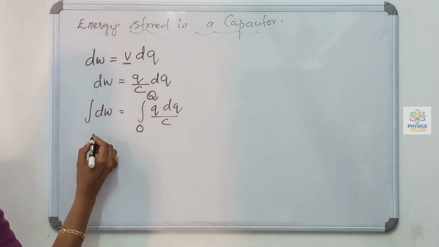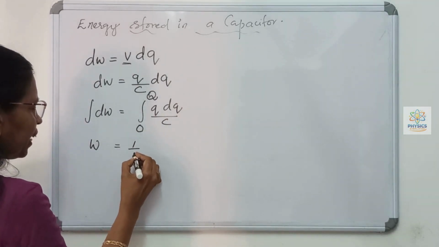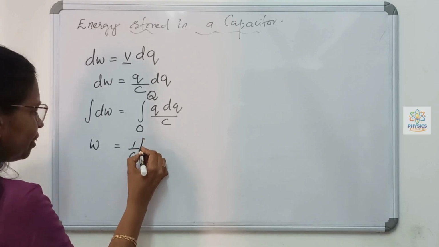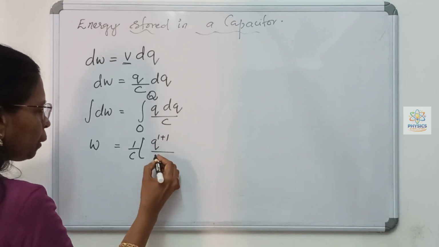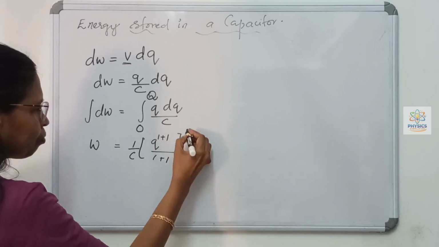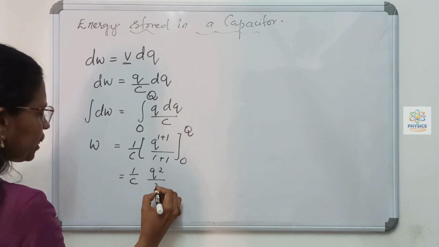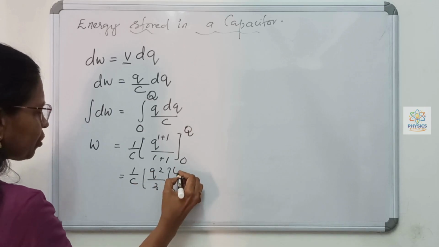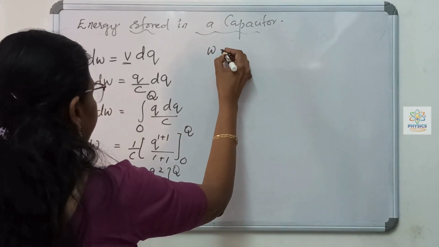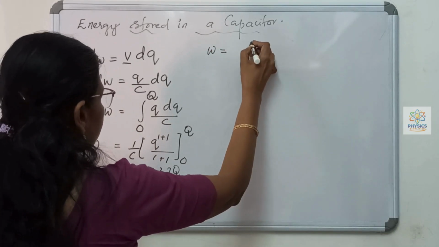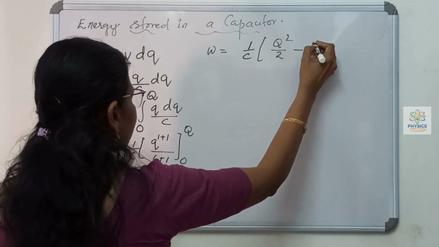Then if we integrate dw, we will get the value w, which is equal to 1 by c into the integral of q dq, which can be written as q raised to 1 plus 1 by 1 plus 1 within the limit 0 to q. So 1 by c into q square by 2 within the limit 0 to q. When we apply the limit, we will get the work done, which is equal to 1 by c into q square by 2 minus 0.